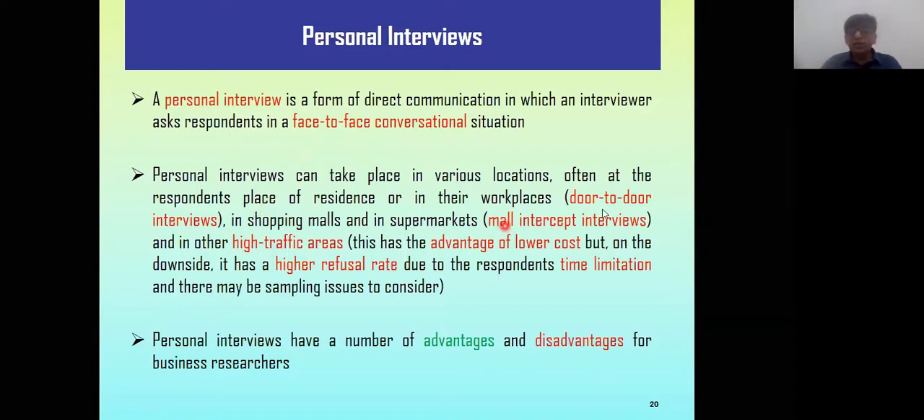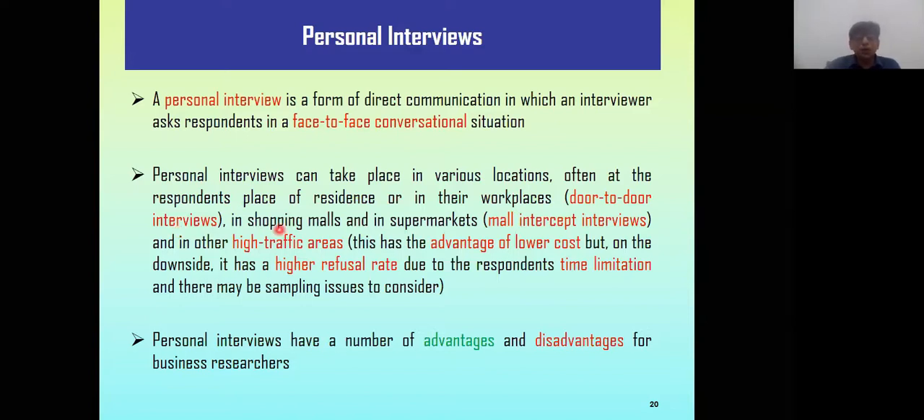A personal interview can be taken at different locations, like door-to-door interviews. Here you can go to people at their homes and conduct interviews at different homes. Some interviewees may come to your office and give you an interview. Sometimes on TV channels, the interviewees come to the studio, or sometimes the interviewers or anchor persons conduct the interviews at the people's homes.